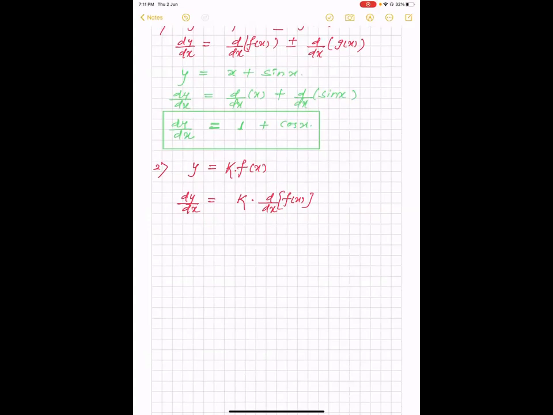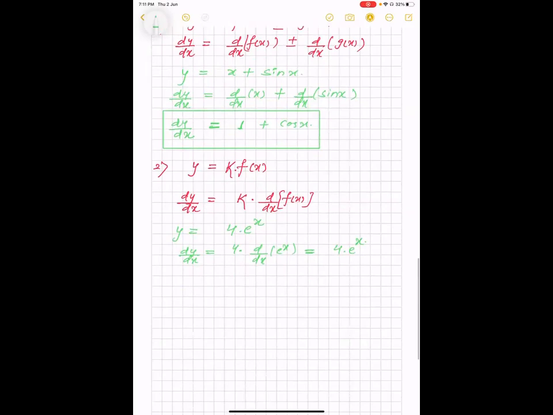So if you take an example, let's say y equals 4 times e raised to x. Then dy by dx equals 4, which we keep aside, and we just differentiate e raised to x. As we know from the formula, the derivative of e raised to x is e raised to x. So the final answer will be 4 times e raised to x. So if we have a constant and a variable together, we keep the constant aside and just differentiate the variable part.